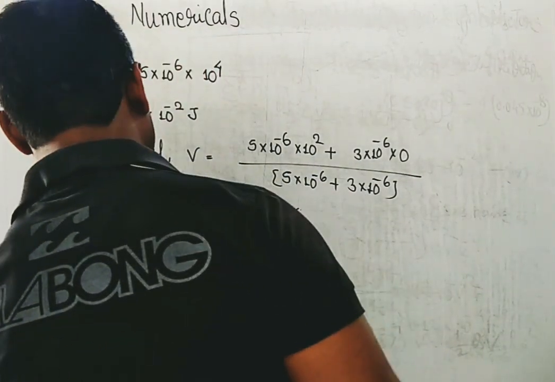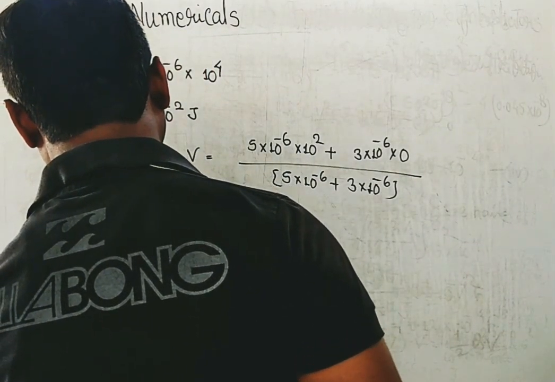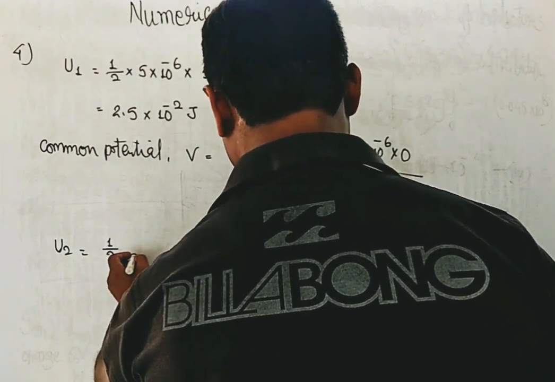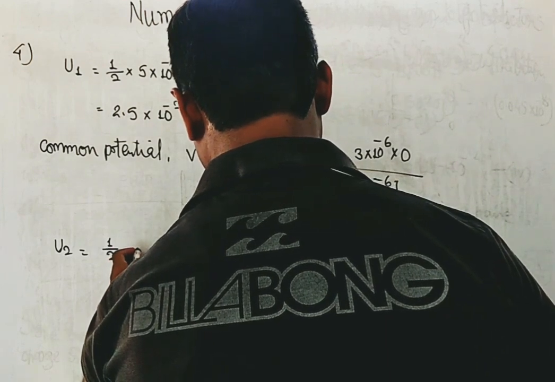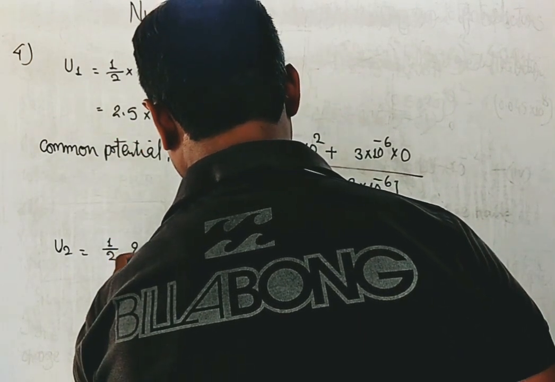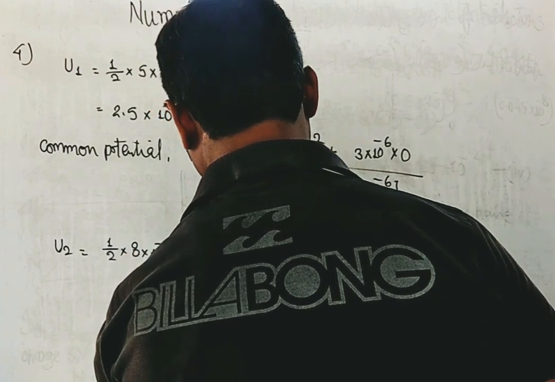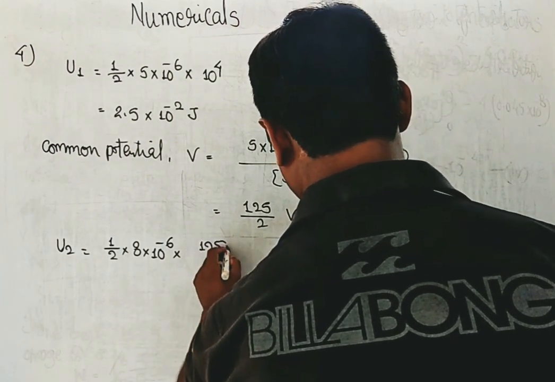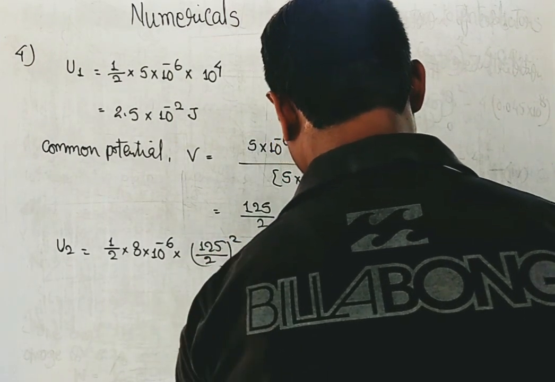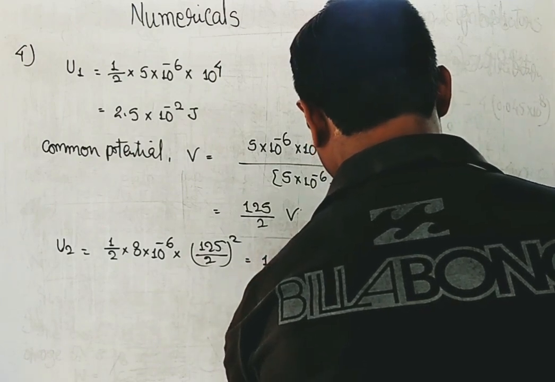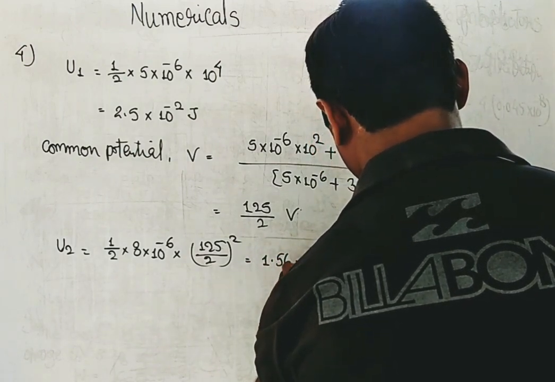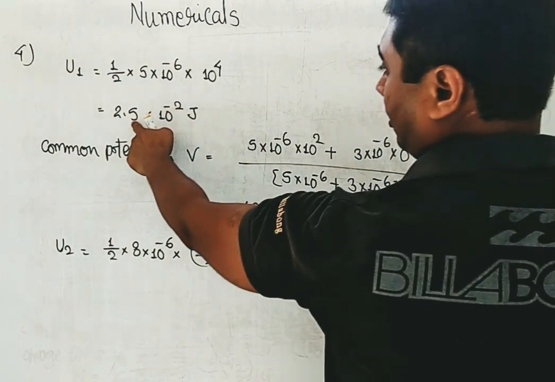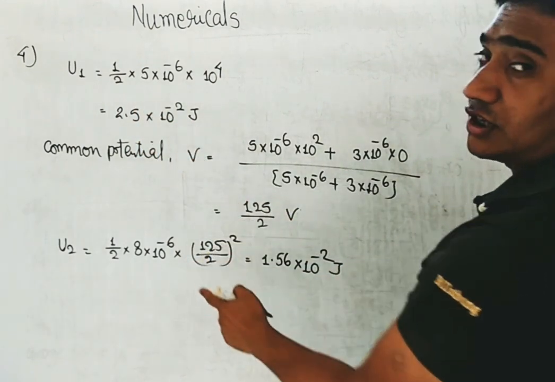Now let's calculate U2. So U2 will be equal to half (C1 plus C2) into V square. So C1 plus C2, 5 plus 3, that's 8 microfarad, 10 to the power minus 6 in farad, into common potential V square, so (125 upon 2) square. As we just solve it, we will be getting 1.56 into 10 to the power minus 2 joule. So this is the initial potential energy and this is the final potential energy.